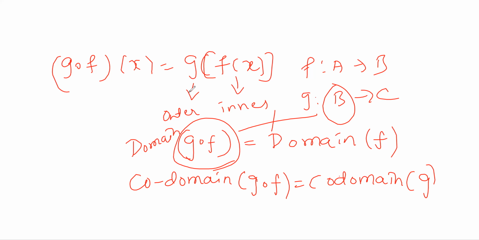So for this function f from a to b and z from b to c, we can't define the composition function f composition z. So we can't define it. Okay.